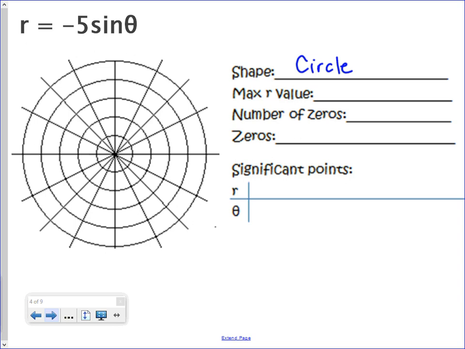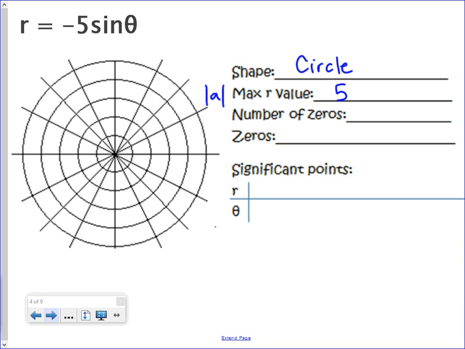If sine of theta is equal to -1, then -5 times -1 would be +5. So what's the max r value for you? 5. +5. You could write off to the side here, your max r values can be whatever the absolute value is.